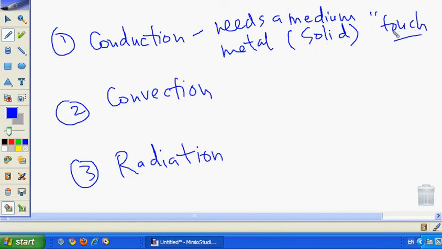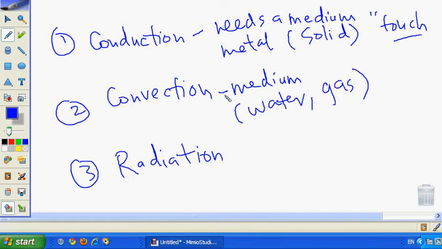This must be touchable. For convection, it's also a medium, but the medium is very special. It's not a solid. The medium is either water or liquid or gas. Usually the movement of this water or gas is that less dense will move up and denser will move down. So it will create a convection current. Something less dense will move up, something denser will move down. So this is convection.